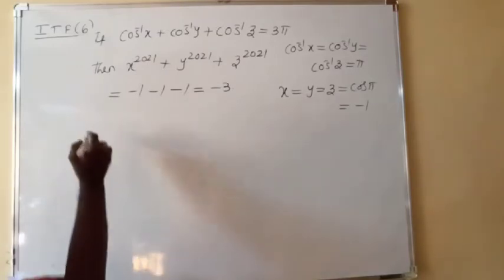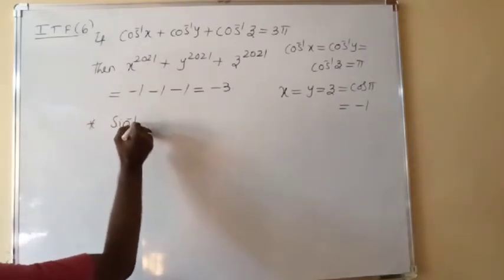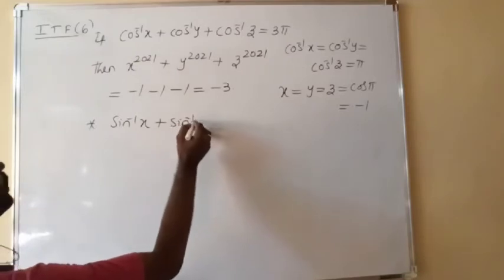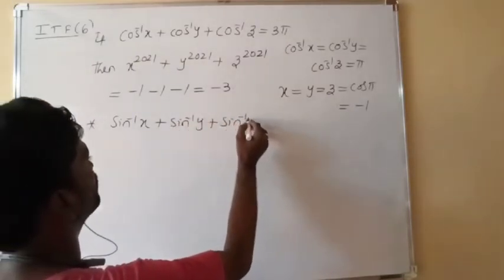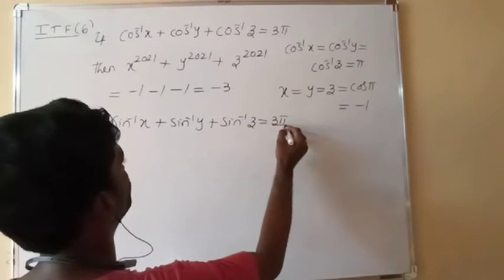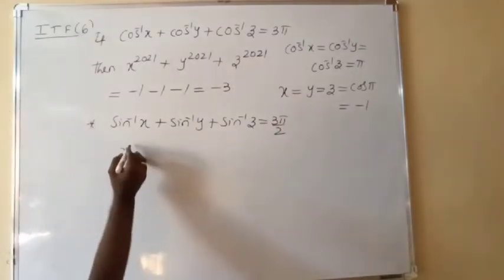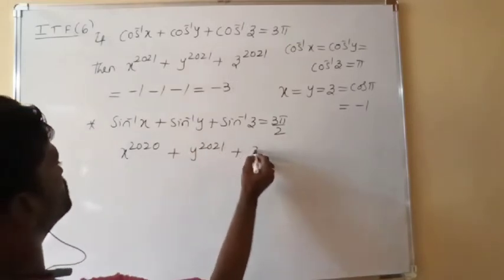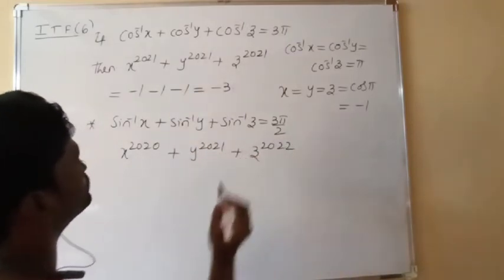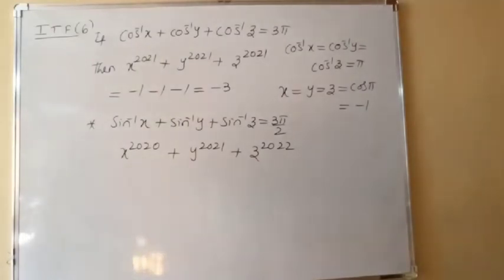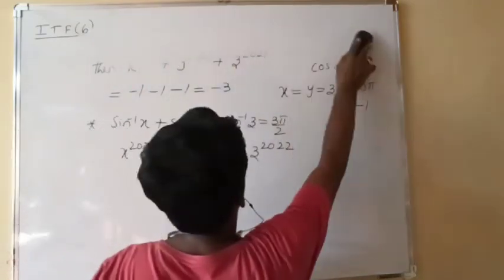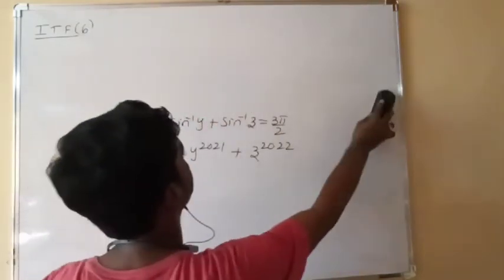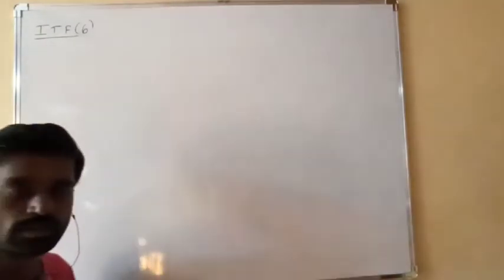In the same way, you try this problem. If sine inverse x plus sine inverse y plus sine inverse z is equal to 3 pi by 2, then what is x^2020 plus y^2021 plus z^2022? Same argument, because the maximum value of sine inverse x is what? Pi by 2 only.